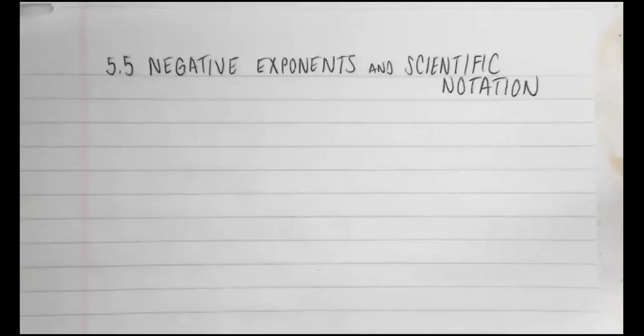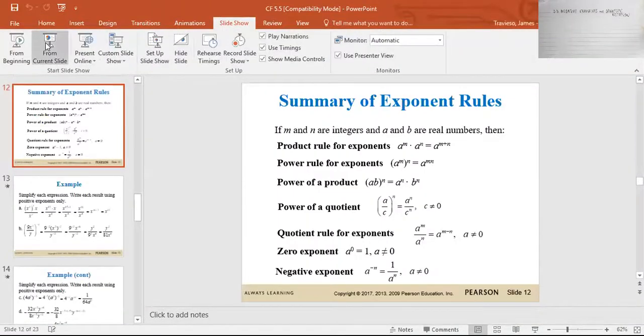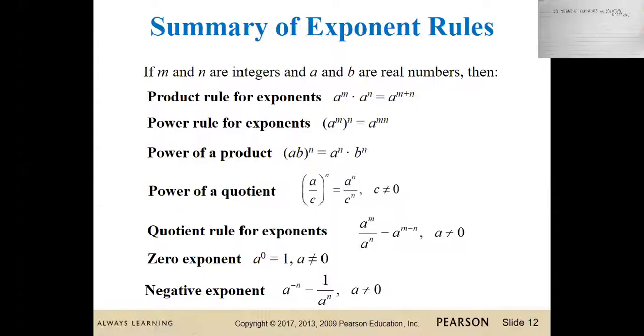All right, so 5.5 is negative exponents and scientific notation. If you go to the PowerPoint, this is a great slide that reviews everything we've covered up to this point. Now this is the new point down here, what we'd have to do with the negative exponent.